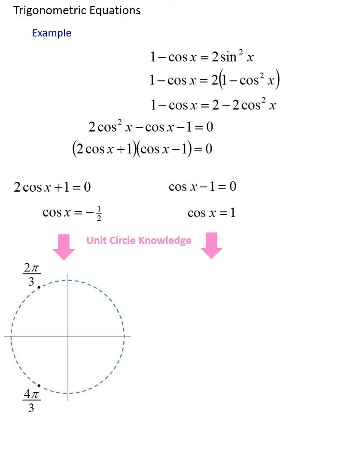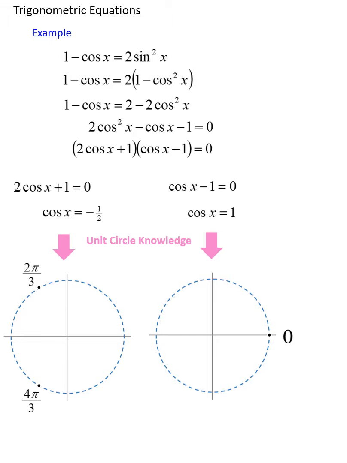On the right, the equation says cosine equals 1. That means we're at a point on the unit circle whose x-coordinate is 1. There's only one such point, and it corresponds to an arc length of 0. Now, again, there are infinitely many solutions here, but assuming that the question is only asking us to solve between 0 and 2π, then we have our 3 answers that we gathered from our 2 equations that we got from the split of the factoring.